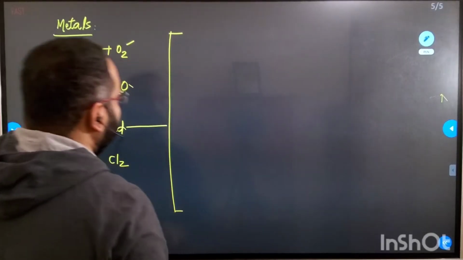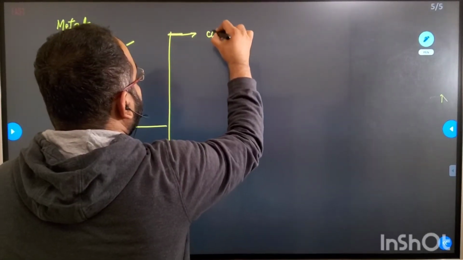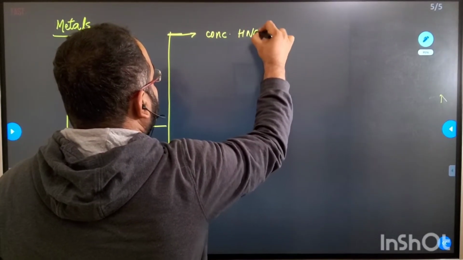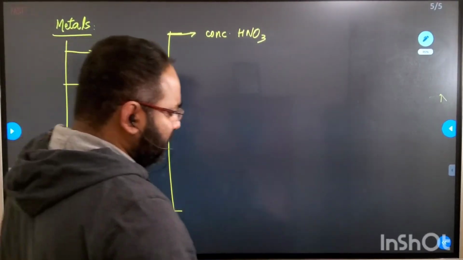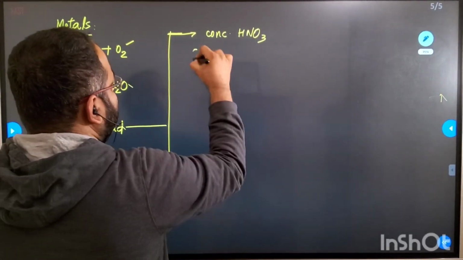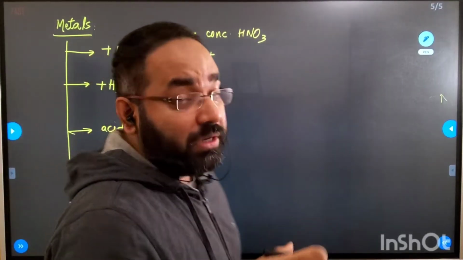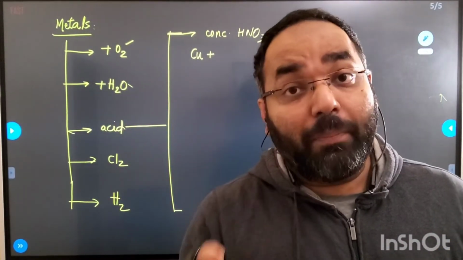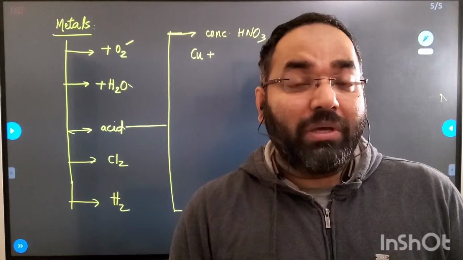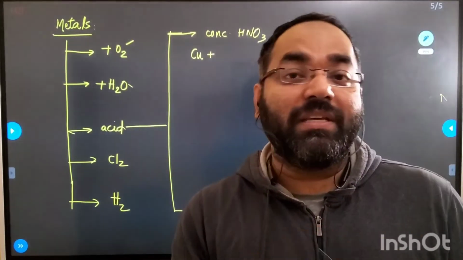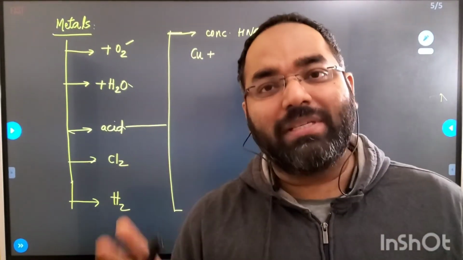For example, let's take an example of concentrated HNO3 or even dilute HNO3. First we'll start with concentrated HNO3. Copper, for example, we know does not react with dilute HCl, but copper reacts with dilute HNO3. So if you want to differentiate between dilute HCl and dilute HNO3, all you need to do is add copper.